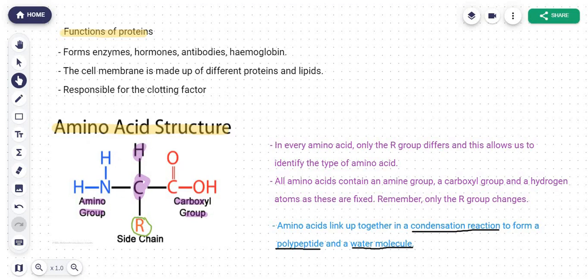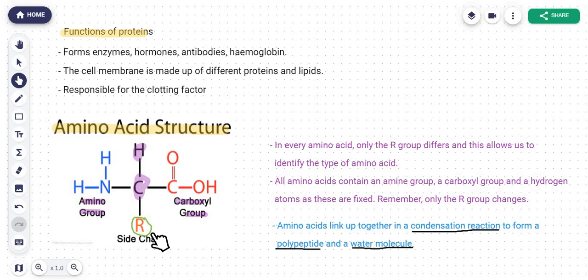What I'm trying to say is that the amine group, the hydrogen, and the carboxylic group are always there in every amino acid. These 3 are fixed. The only differentiating factor is your side chain, the R group, as this helps us to identify the type of amino acid.